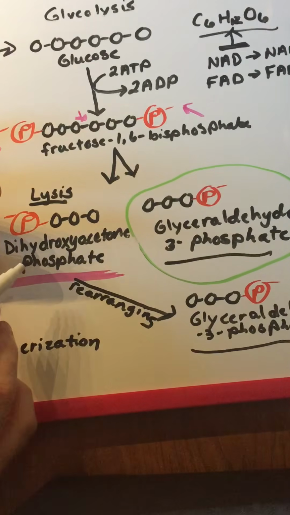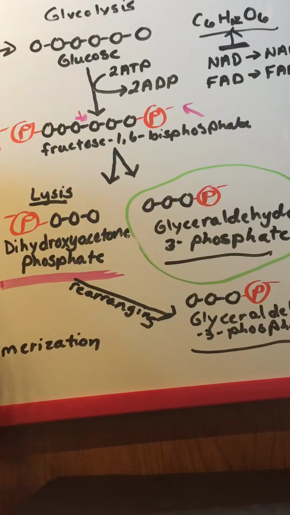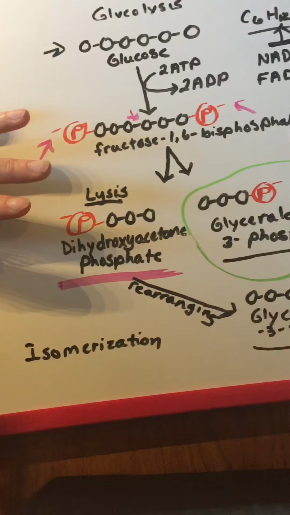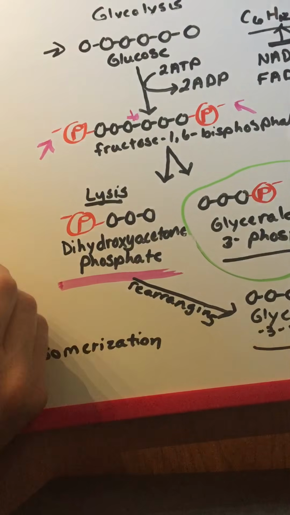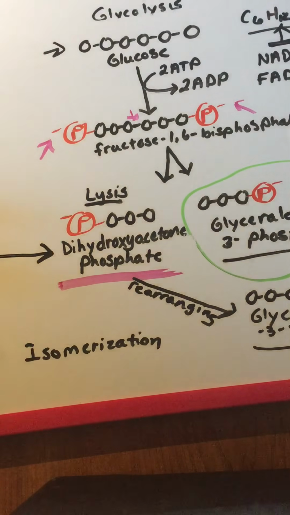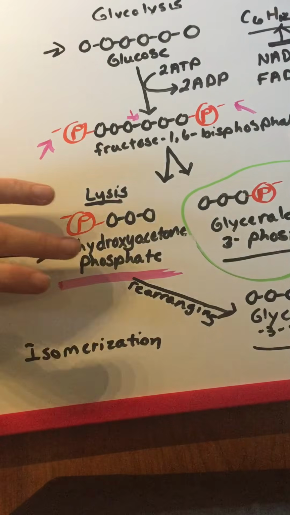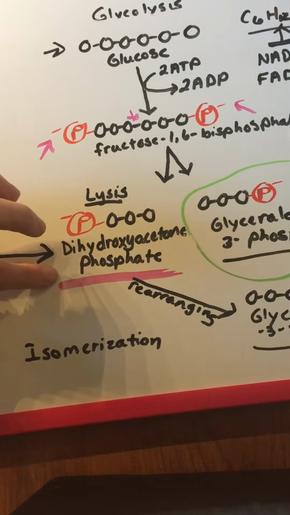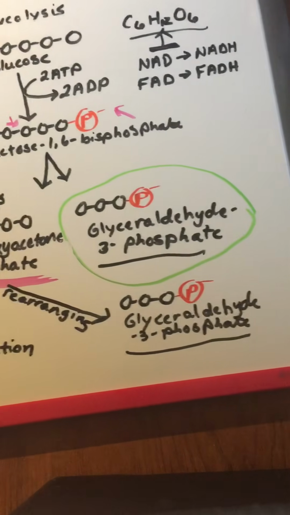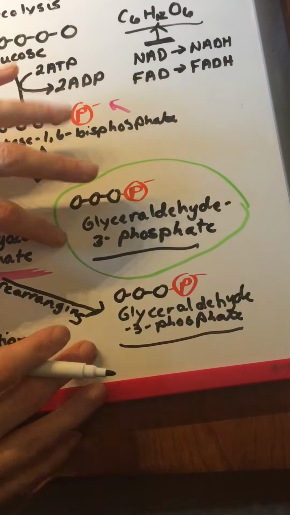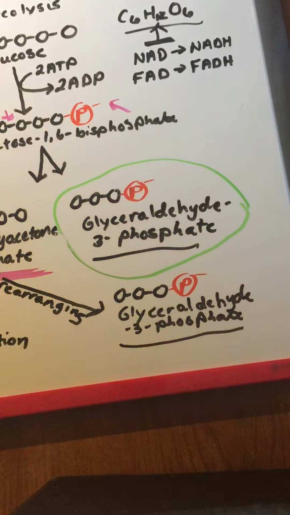Now, this dihydroxyacetone phosphate is going to be a major feed-in point when we start to break down lipids. We are going to feed in from a part of lipid catabolism right here at this point. So this is an important name to recognize. And of course, the glyceraldehyde 3-phosphate is also an important name because that's what's going to carry us into the next phase.